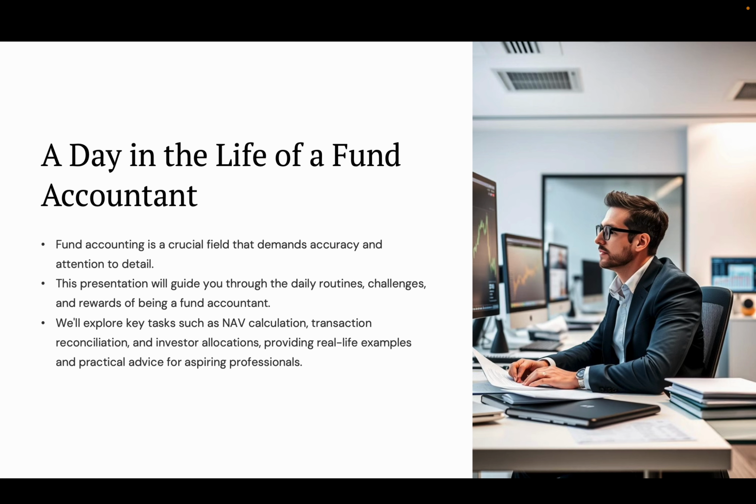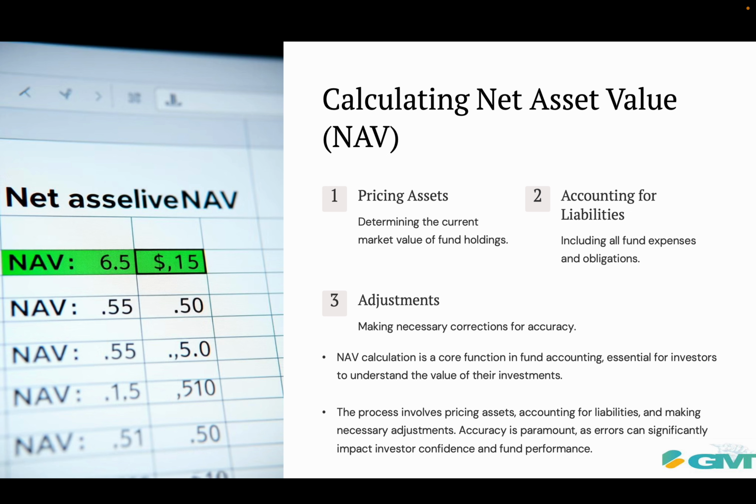So last session we discussed in detail about fund accounting, where it gets used, how investor decisions are important, and why fund accounting is important. Okay, so we're moving this session into the third part of fund accounting, which is the NAV calculation. In this NAV calculation we will discuss pricing assets, accounting for liabilities, and adjustments.